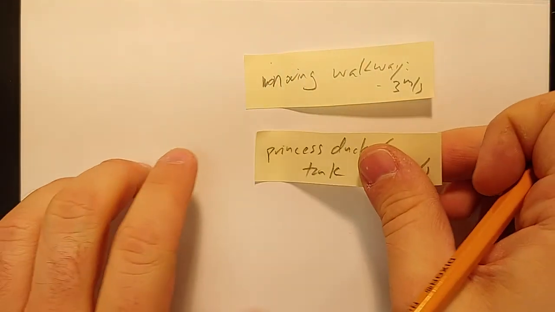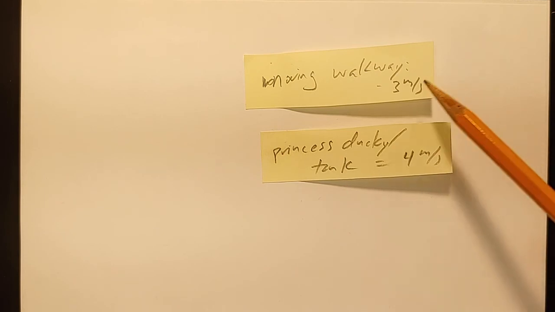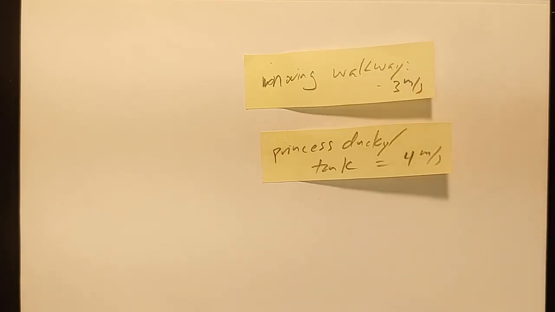But the total was that Princess Ducky, from Donnie's perspective, looked like she was going faster than she did just from the perspective of the walkway, and faster than the walkway itself went. And probably not too surprisingly, since she was just driving in the same direction the walkway was going, we can just combine these two velocities to figure out how fast it looked like she was going. From Donnie's perspective on the ground, it looked like she was going 7 meters per second.